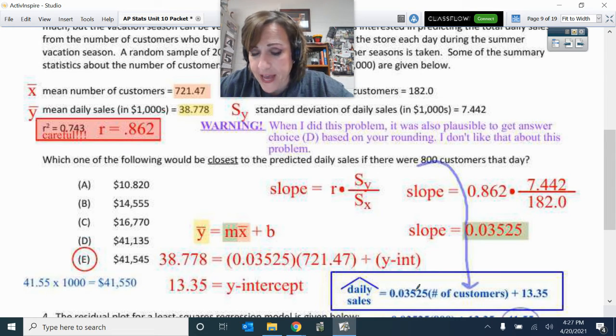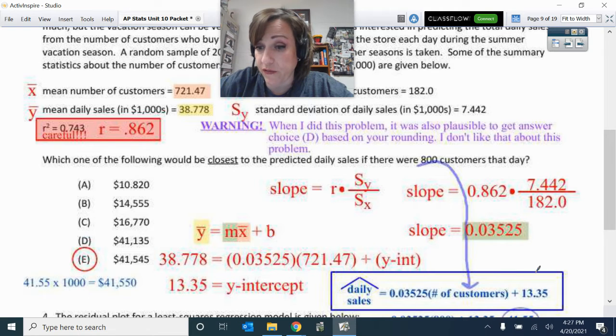So here I have that. Predicting the daily sales would be that 0.03525 times the number of customers plus 13.35. How did I get 13.35? Well, let's take a look. I did y equals mx plus b. So y was my 38.778, m was what I had over here, 0.03525, and x was that x bar, the mean of x. I put all of that in and I got 13.35.